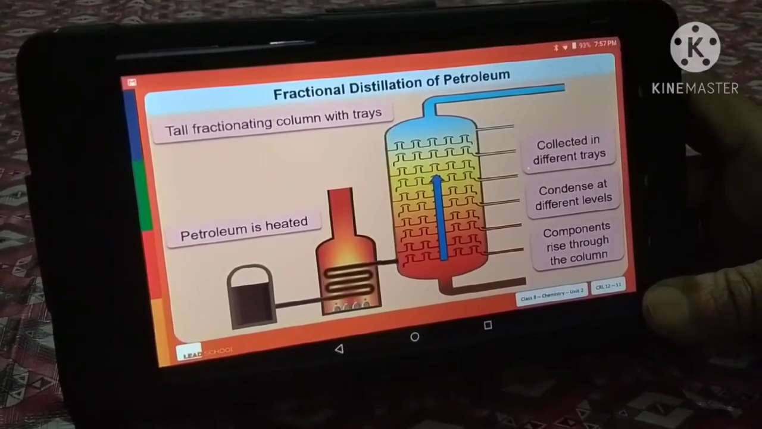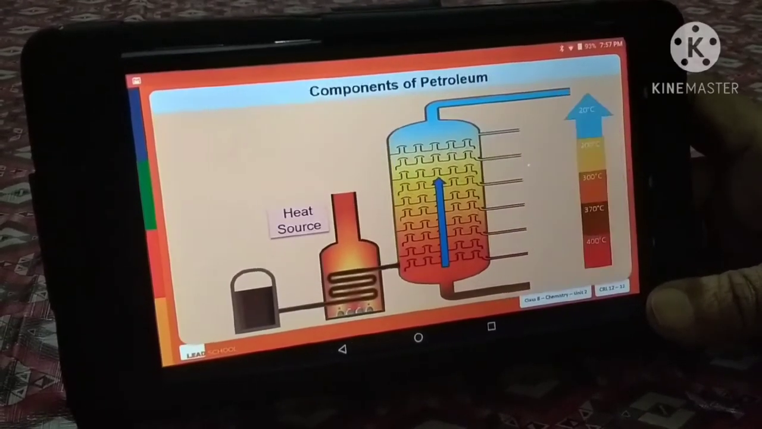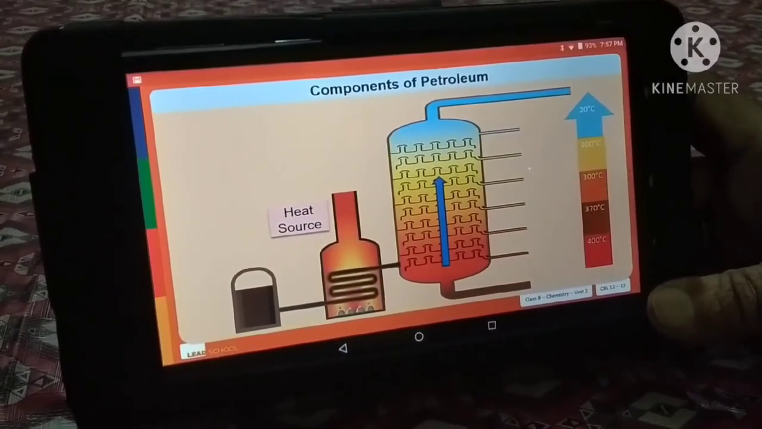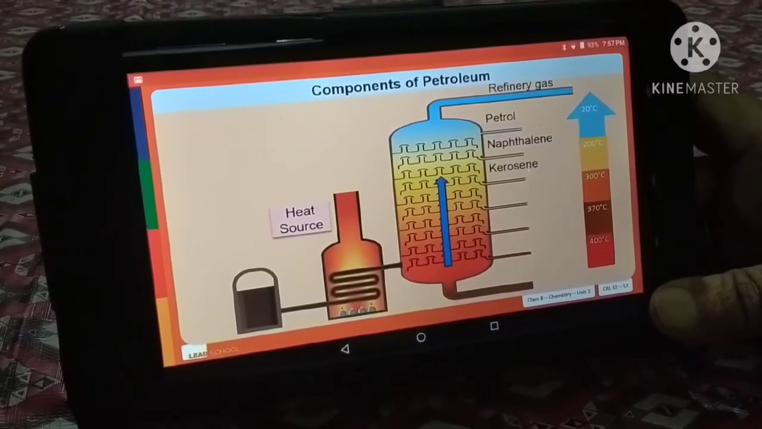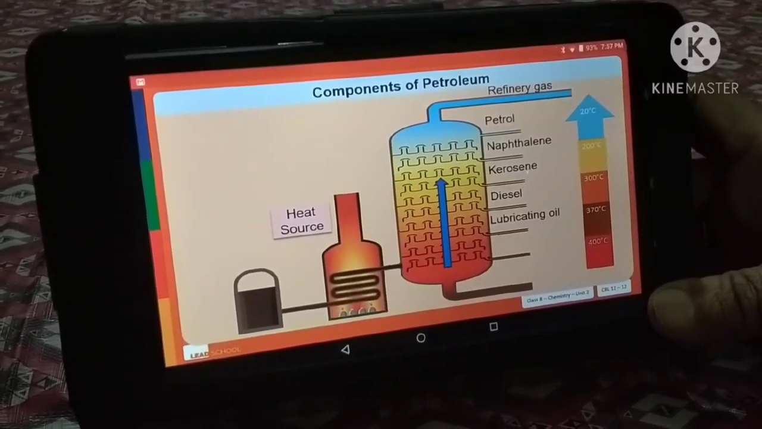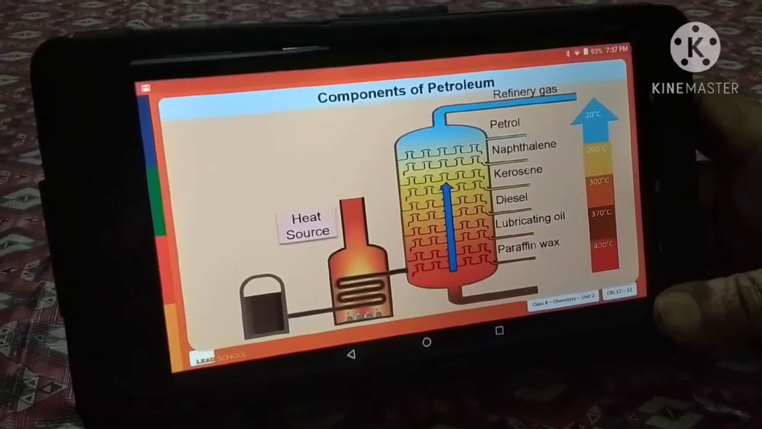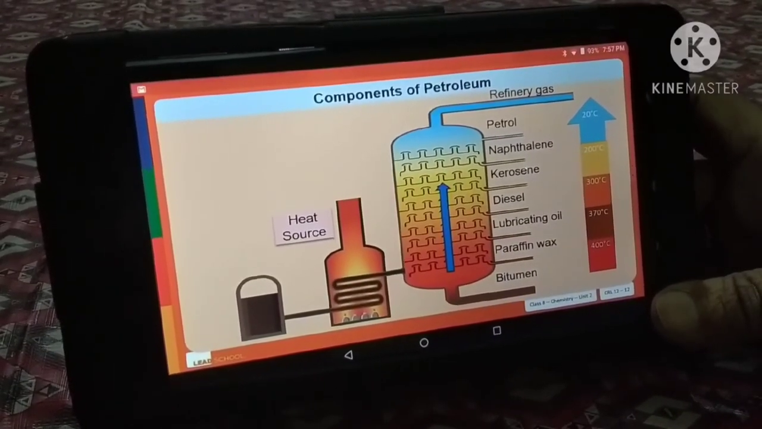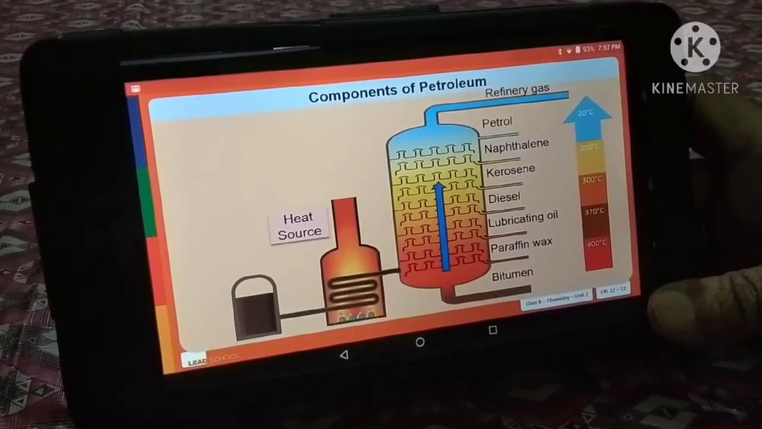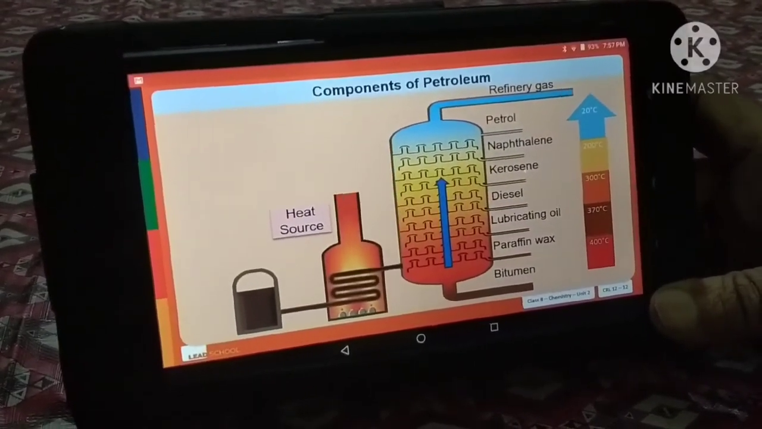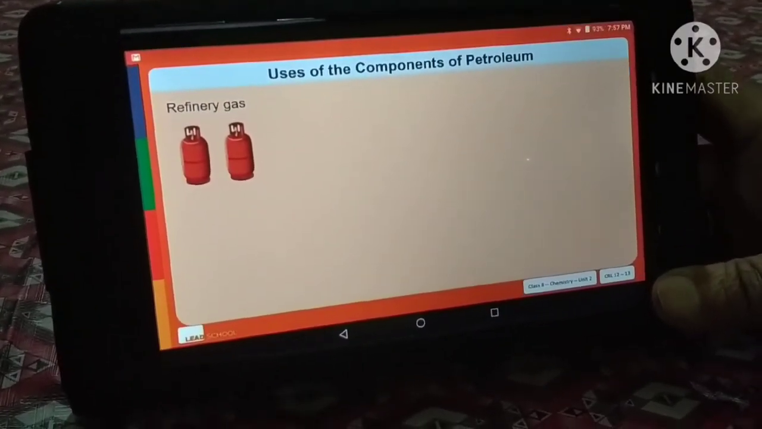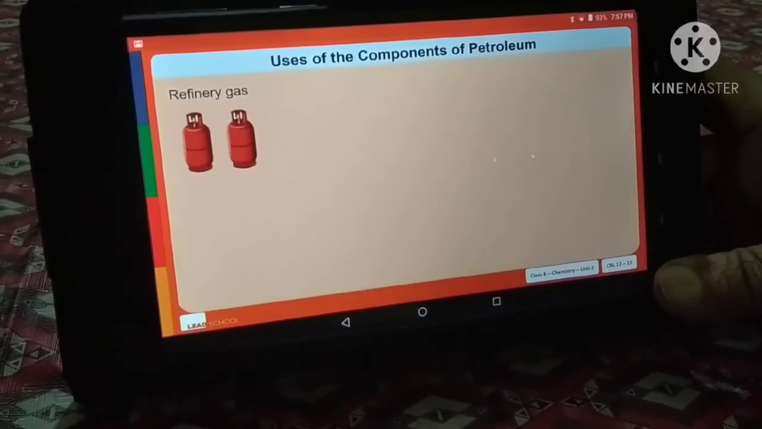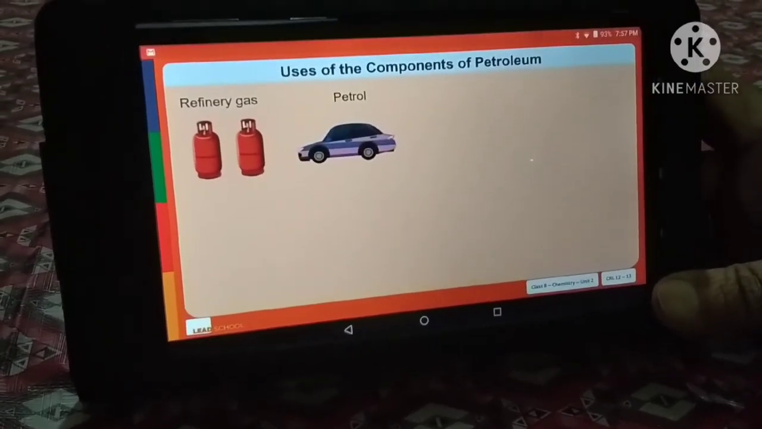What do you think are the components of petroleum? The components of petroleum are refinery or petroleum gas, petrol, naphthalene, kerosene, diesel, lubricating oil, paraffin wax, and bitumen. Can you think of the uses of these components? Refinery or petroleum gas is compressed as LPG and used as a fuel at home and in some industries.